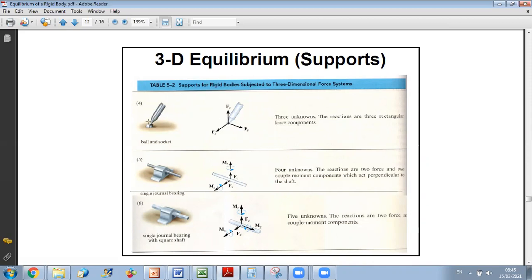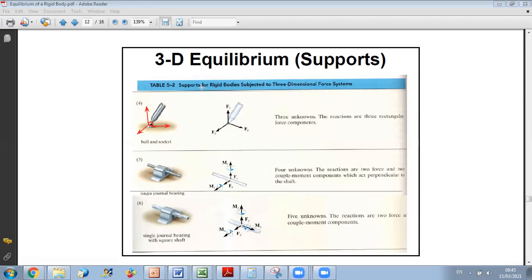But what can you do? And always, when you want to determine the reaction, think about what I can do. If I can do something, this means that this support is developing a reaction to oppose motion. So can I translate this point in X, Y, or Z? No, I cannot. So my ball and socket joint will develop reaction forces in X, Y, and Z. Now, can I rotate it?